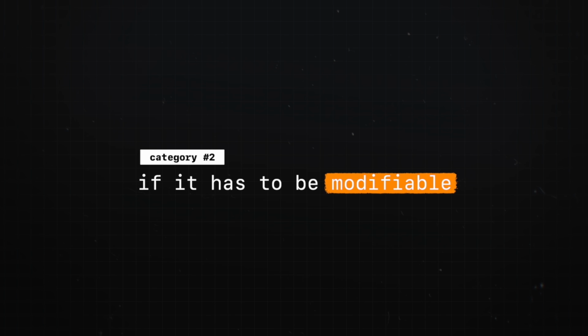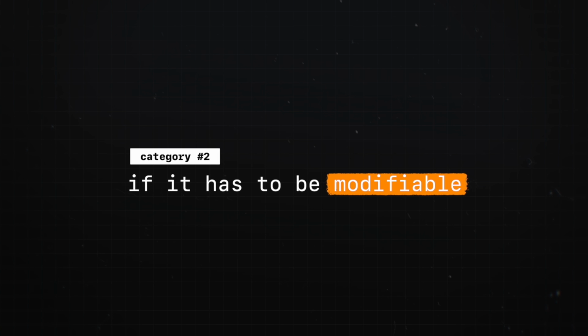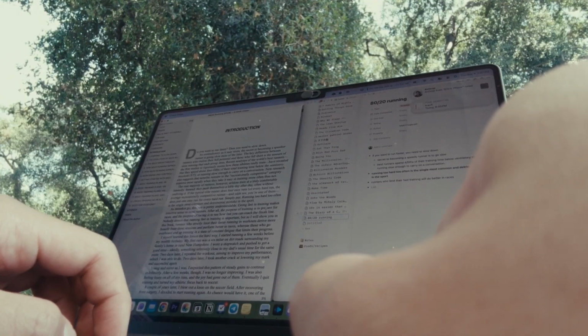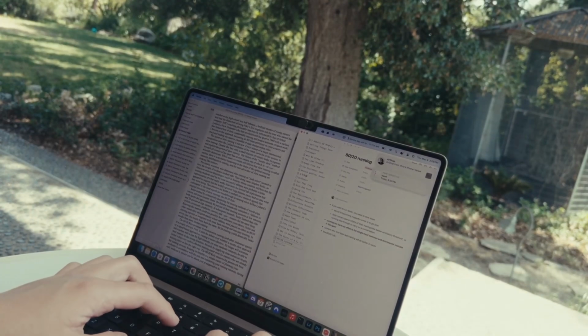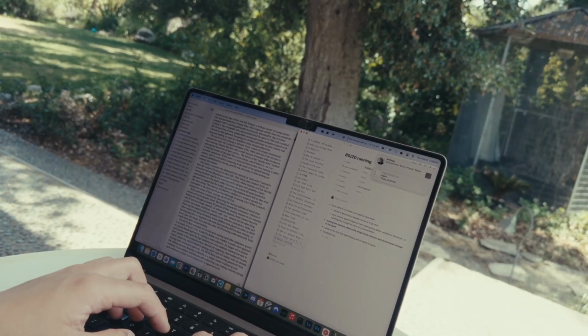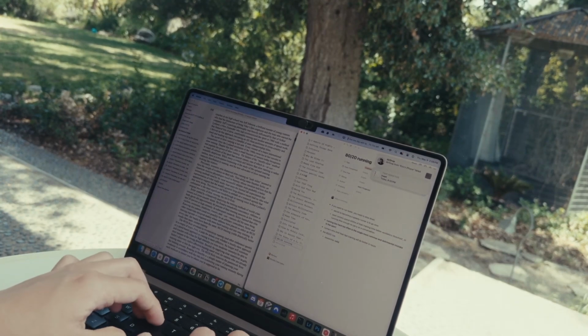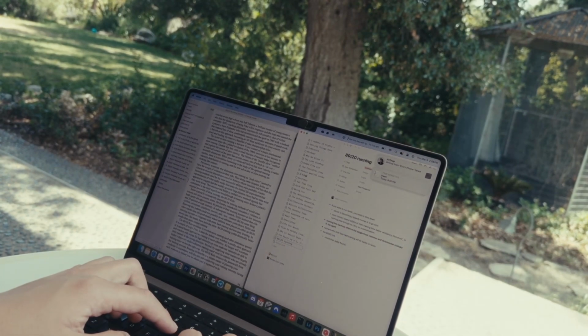The second category of notes I use a digital system for is if it has to be modifiable. So any type of note or entry where I have stuff moving around, for example, an essay or an outline for a video that I'm writing, then I will plan that in my digital system because it makes it easy to leave comments or strike things out, and it makes it easy to go back to them. It's also modifiable in terms of the length.